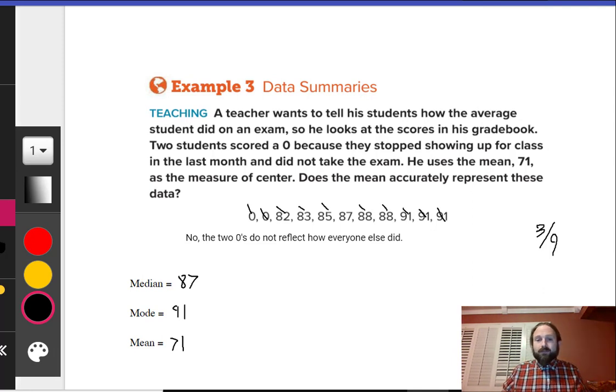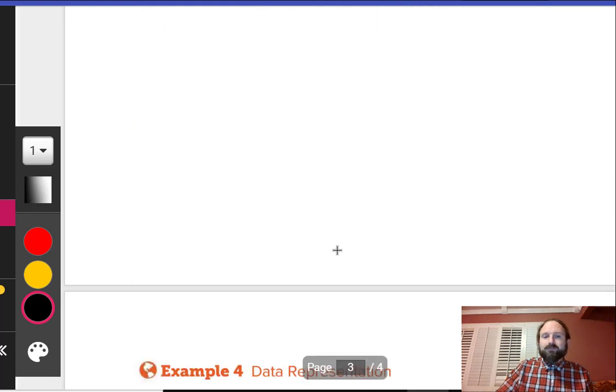All right, let's go on. So before we go, no, the mean does not accurately represent the data because I already stated it. The lowest score right here was 82, and the median and the mode really showed off what the scores represent. All right, let's go on to example 4, the last one.